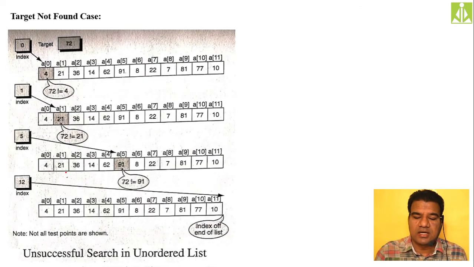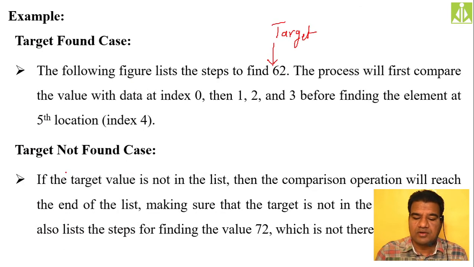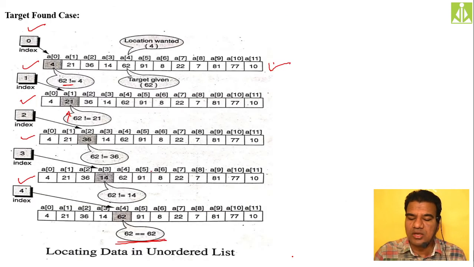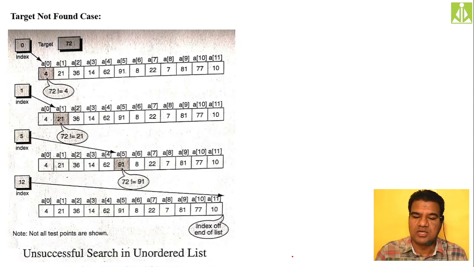So this is the target not found case. What we are looking for, our target is 72. Here they have printed that one. You can see here. Look for target 72. So what will happen if you are looking for target 72? What will happen? Just see over here.